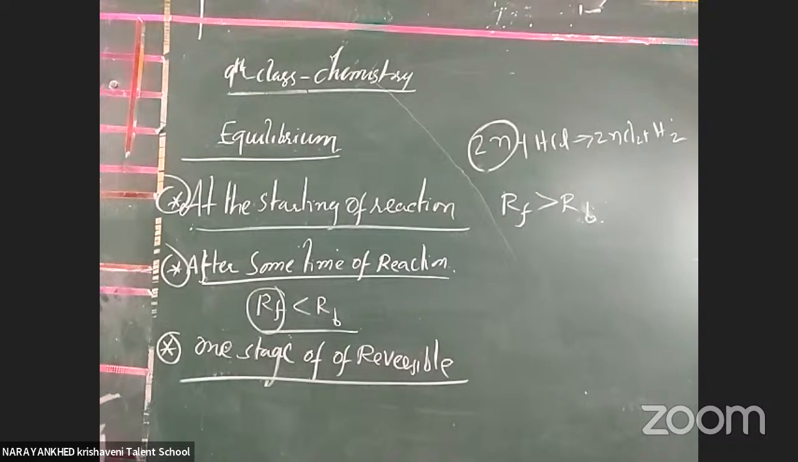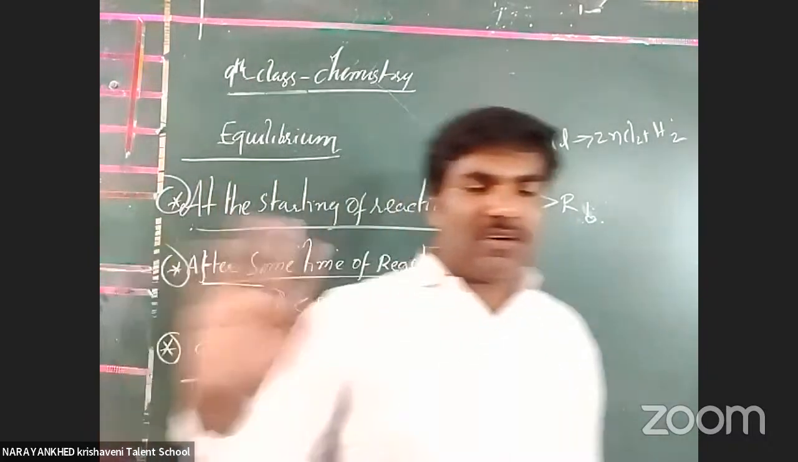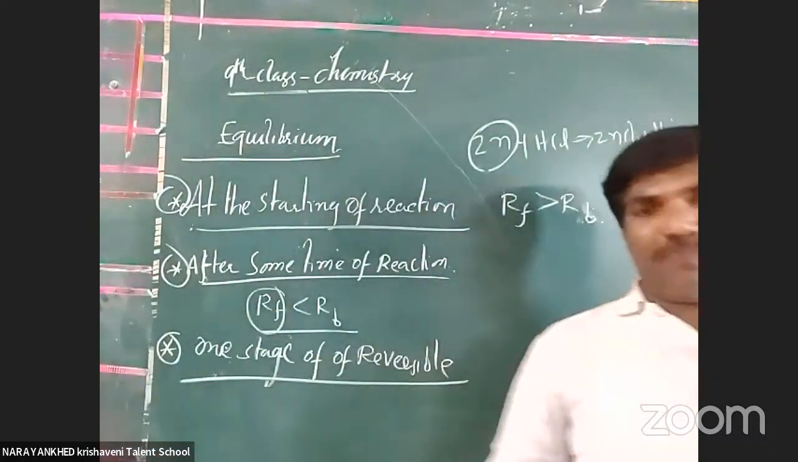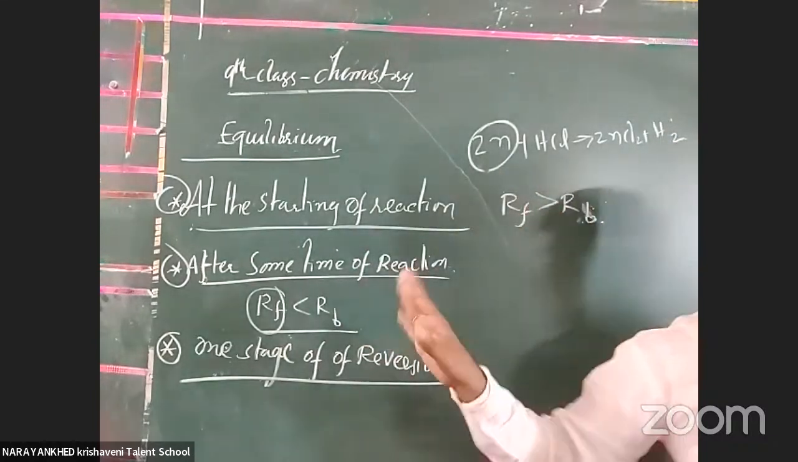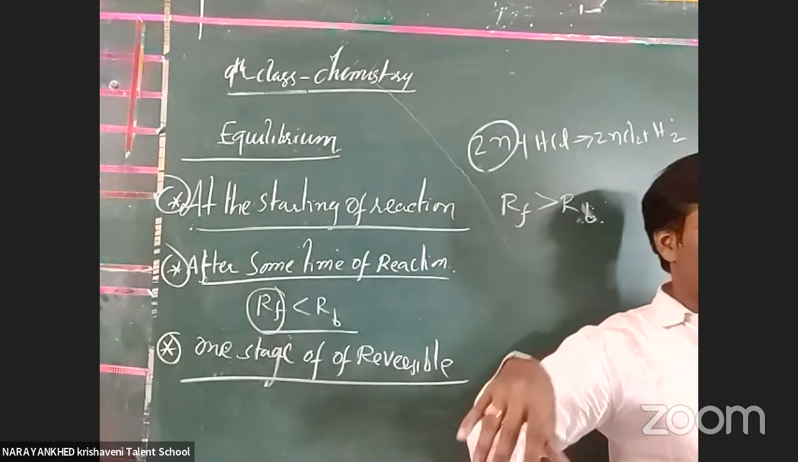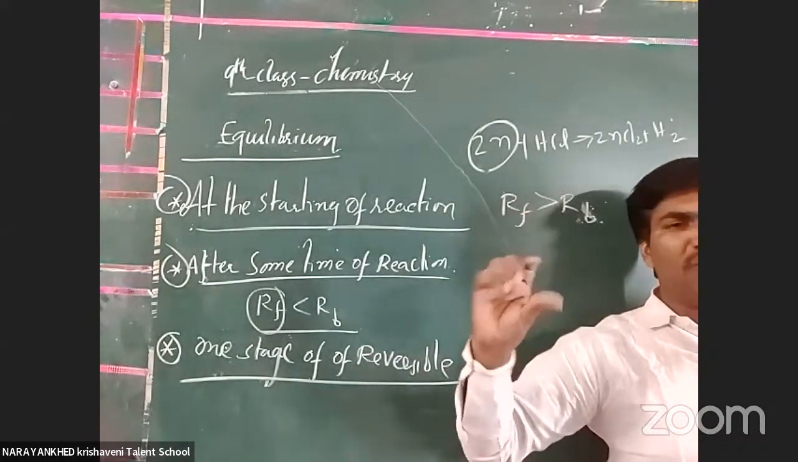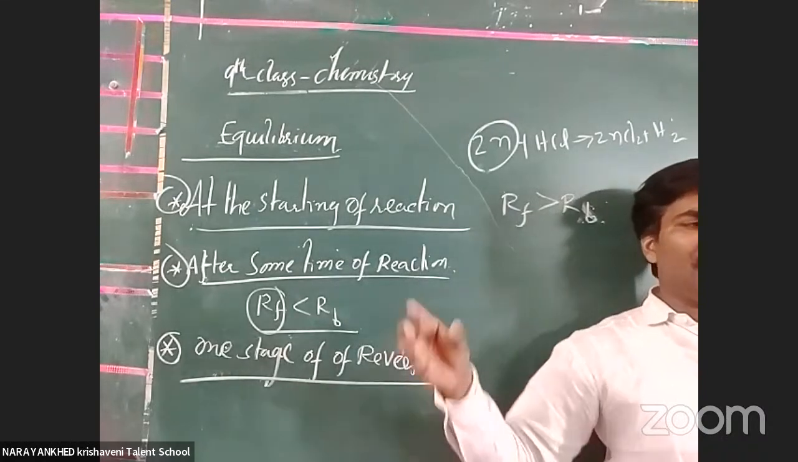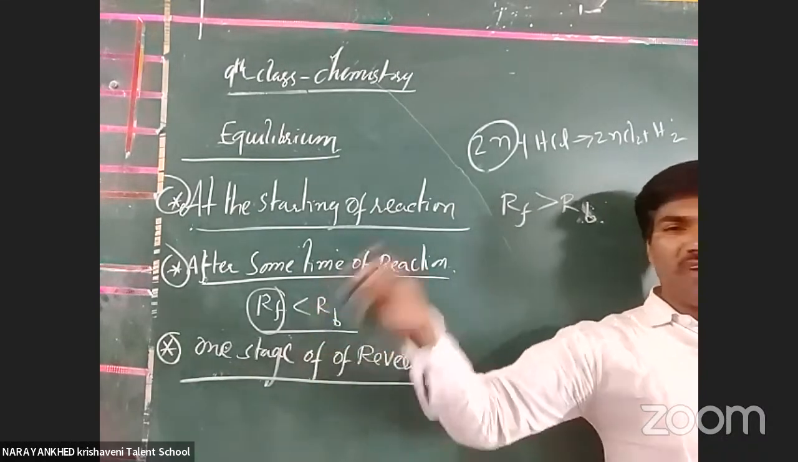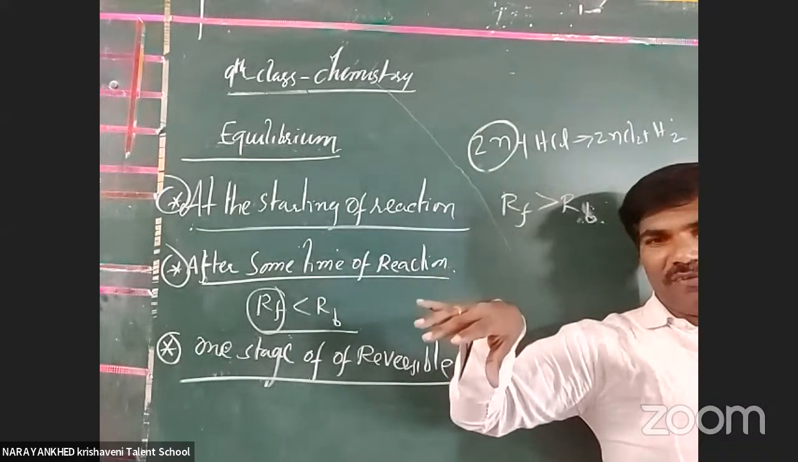Here, only one thing: at a certain point, the rate of the forward reaction may become equal to the rate of the backward reaction, or the reactant changes its concentration after the formation of product. It forms some product and completes the reaction. The concentration of zinc decreases. Suppose you take 2 grams of zinc, it produces some amount of hydrogen gas, more than 2 grams, whatever is required for us.